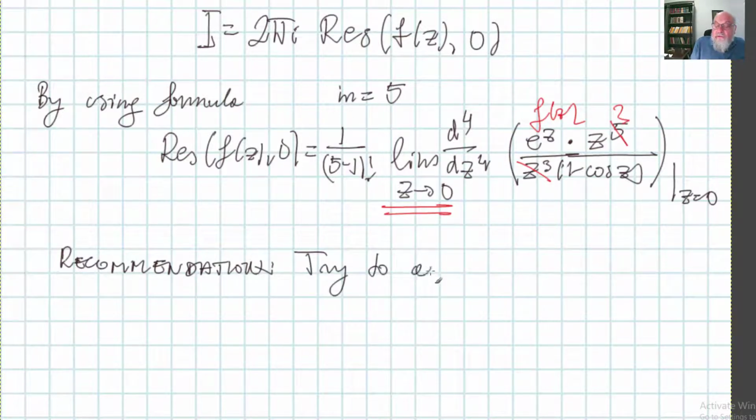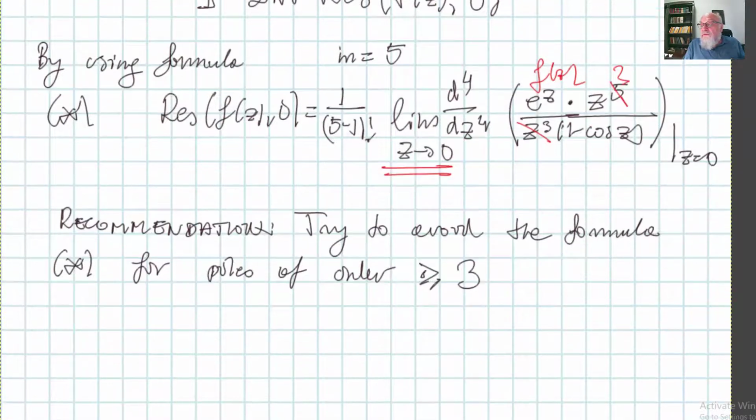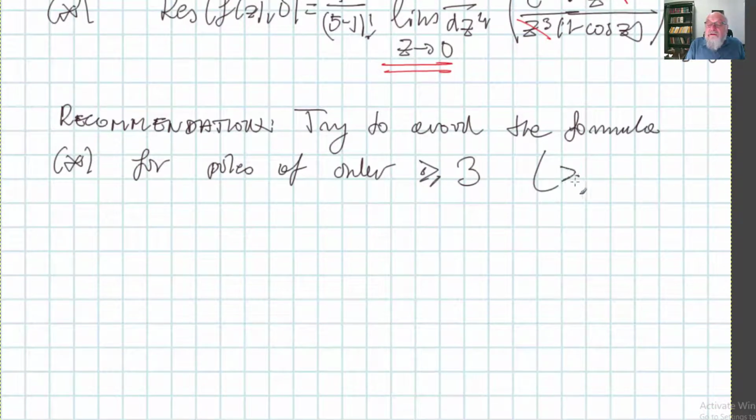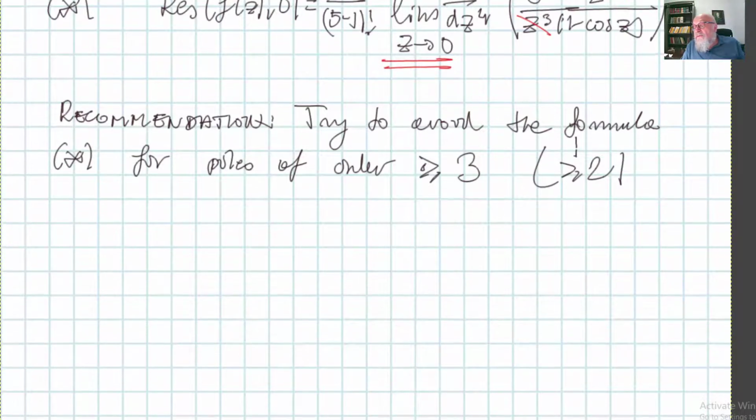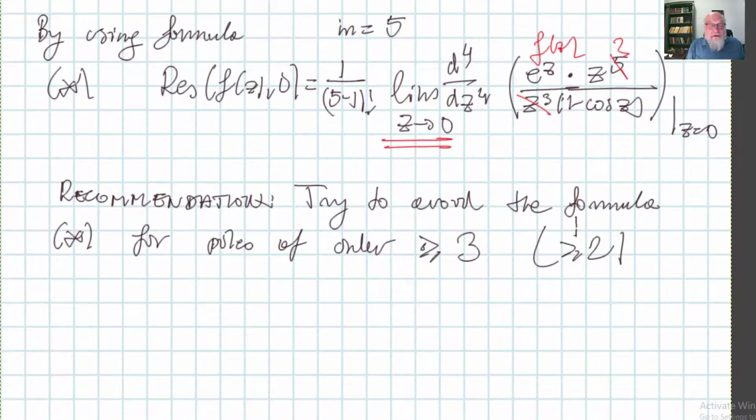So let me just point out this recommendation. Try to avoid this formula, the formula star, for a pole of order greater or equal than 3, or even 2. I would not even use it for 3. It could be too complicated. Greater than 2 is actually better. So if you have to avoid it, how are you going to find this residue? In this case, you just simply try to figure it out.